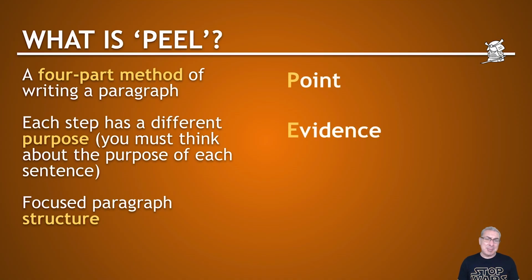So the P means point, the point you're making. The first E means evidence, the evidence you're going to share to prove your point. The second E is your explanation, which gives more detail, facts and statistics to support your point. And then L, link, is a statement that kind of rephrases your point. We'll get into that later.